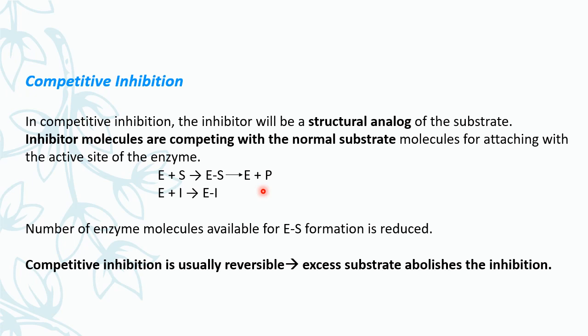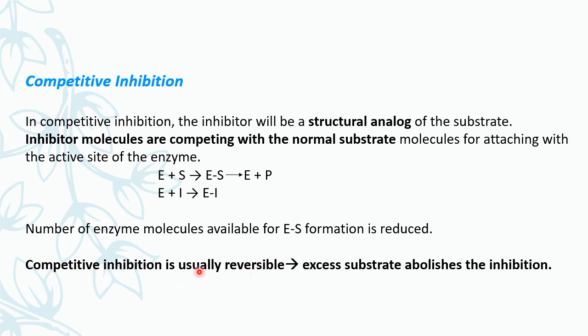Okay, so the number of enzyme molecules available for ES formation is reduced. Why? Because substrate and inhibitor both compete for the same place. If inhibitor is present, some of the inhibitor molecules will surely bind with the enzyme, so ES formation must be reduced, if not completely abolished. The inhibitor competes with the substrate. Some of the inhibitors succeed and bind with the enzyme to form EI, so the enzyme molecules available for binding with the substrate will decrease.